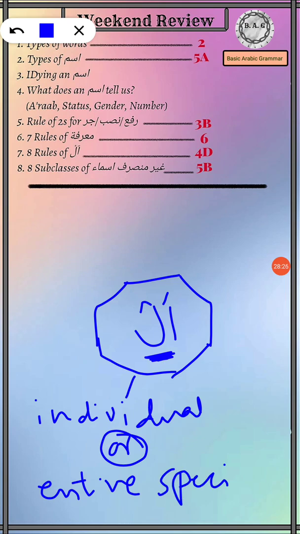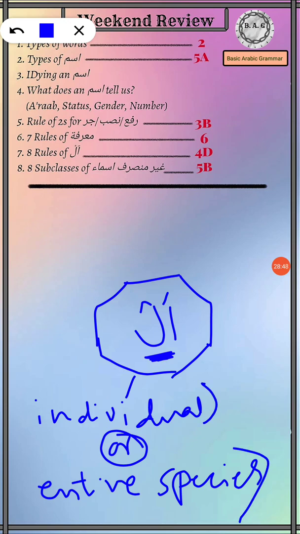So for example, if I were to say al insanu, it could either mean one human being or it could mean all the human beings, the entire humanity. All right, so how do we know which one is which? We need to look at the context. Okay, so context is what tells us which meaning to take.